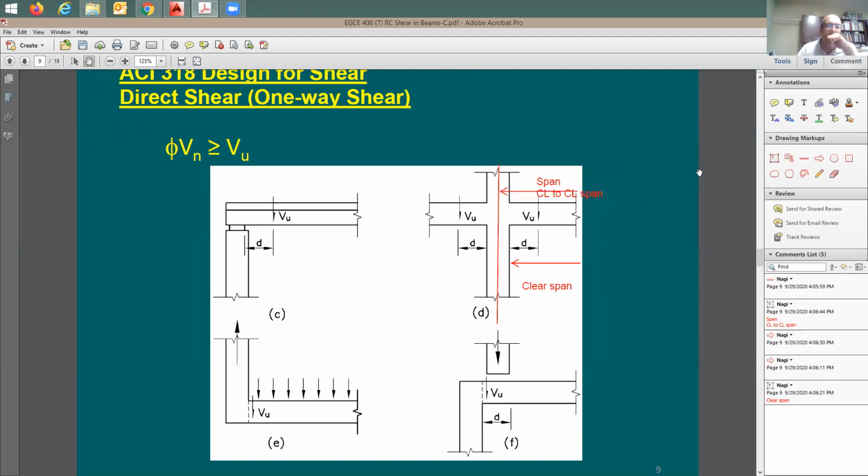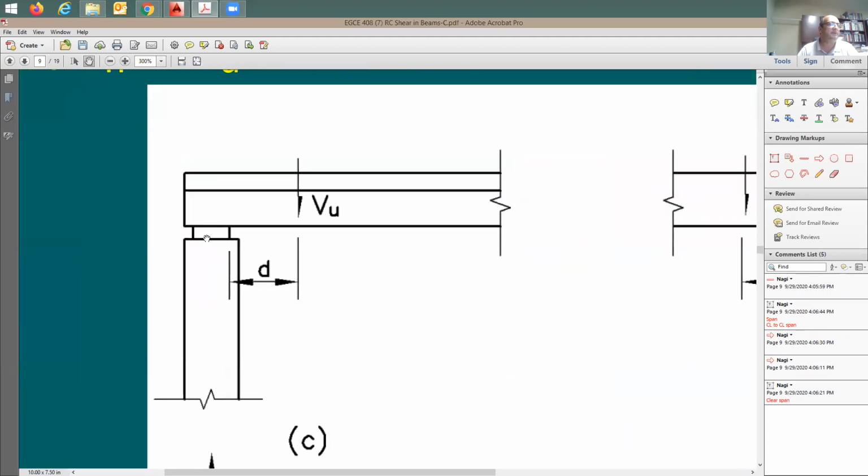In bridges, in many cases, the support is not like a column. The support is going to be this bearing. And in this case, face of support is going to be right here. So you need to go here, D distance.